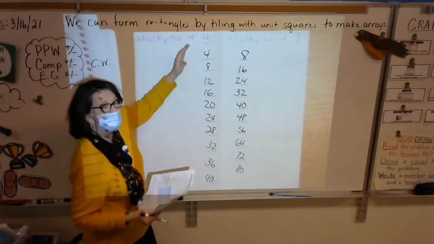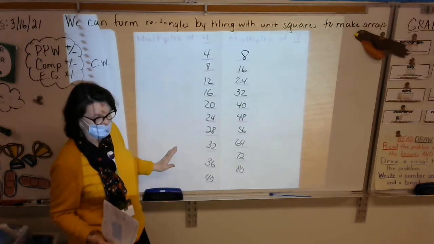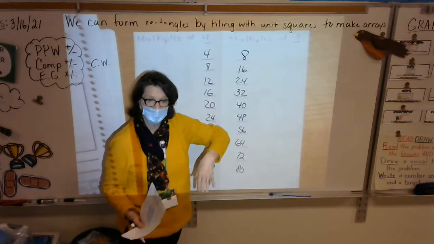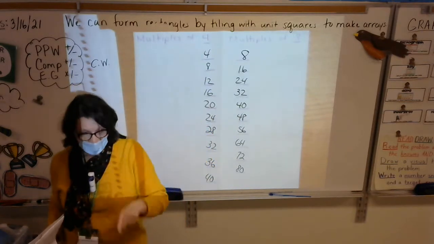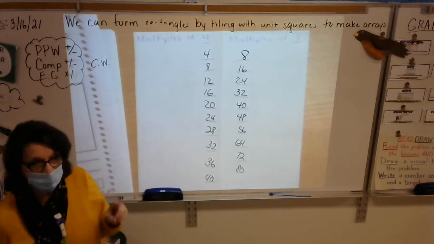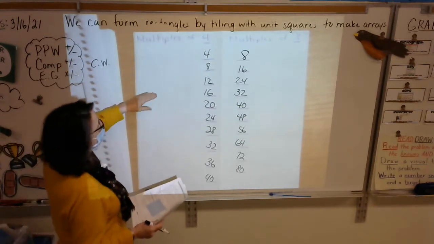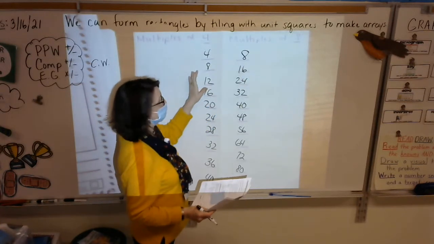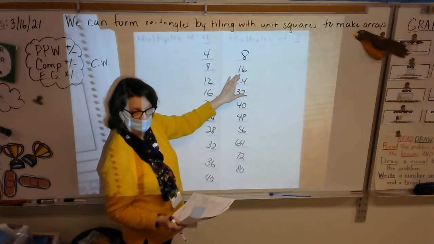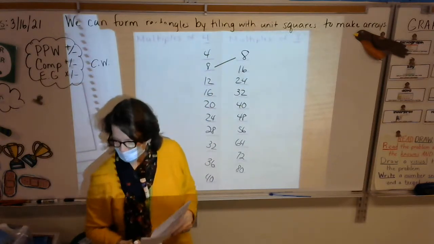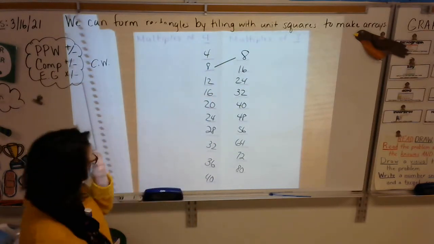So on the left-hand side of our page, we have the multiples of 4. On the right-hand side, we have the multiples of 8. Now what I want you to do is connect, believe it or not, I'm going to have you draw the lines, connect the common products. So, let's see, there's 4 here. Is there 4 over here? No. There's an 8 here. Is there an 8 over here? Yes, there is. So I'm going to do this. Connect your common products. Nice job.